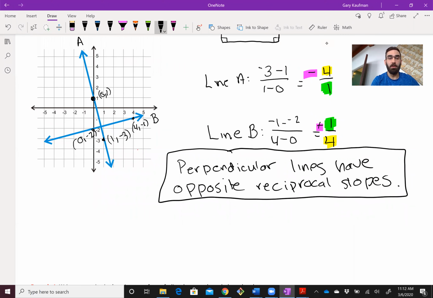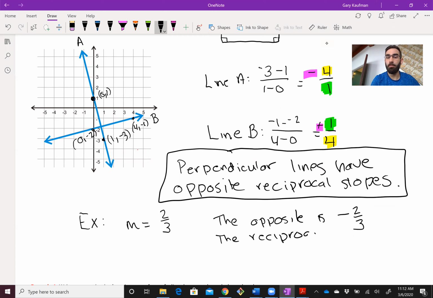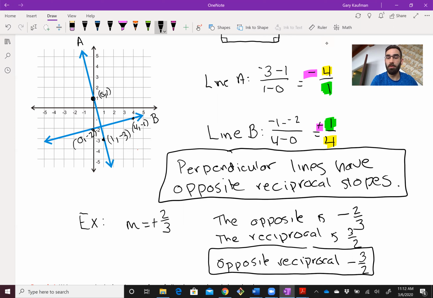So let's look at this real quick. An example. M equals 2/3, okay? So the opposite is -2/3 because this is positive, so this is negative. The reciprocal is 3/2. We flip the numerator and the denominator. Opposite reciprocal, which is what we want, we do both. So this is positive, so we want a negative, and then we flip it. So this is the opposite reciprocal.